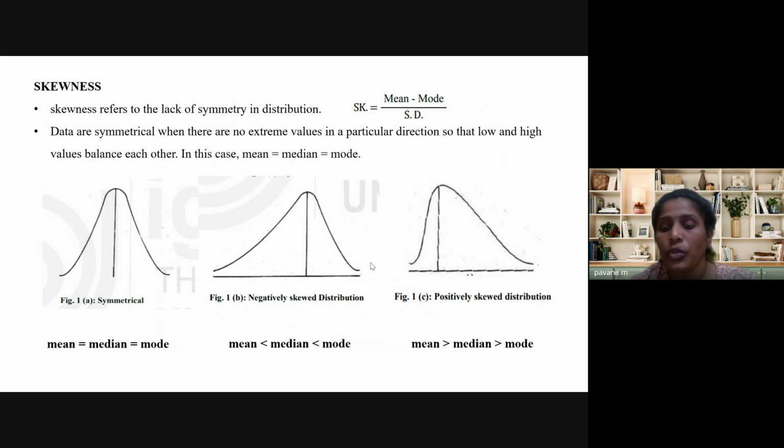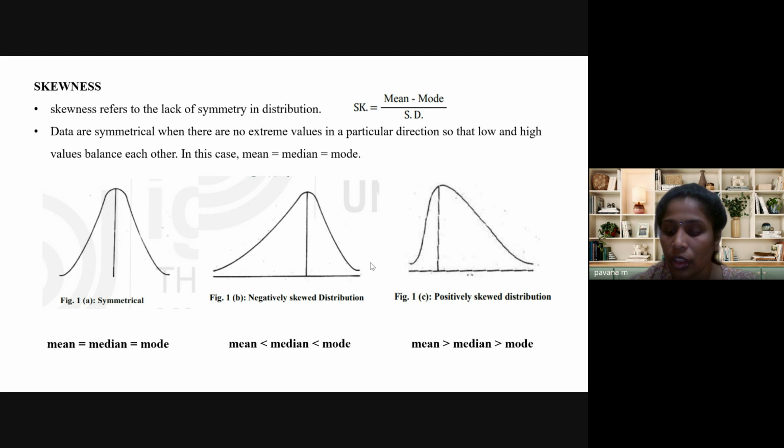And positive skew distribution is shown in the third diagram. That means mean is greater than median and median is greater than mode. In that particular situation, positive skew distribution will appear. Here that particular curve will bend towards positive, that means the right side. If that curve is bent to the right side, then that is called positive skew distribution.